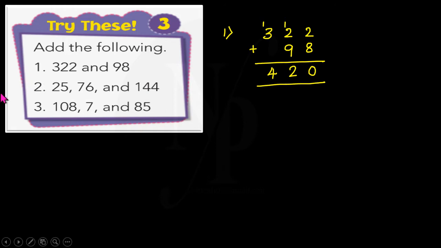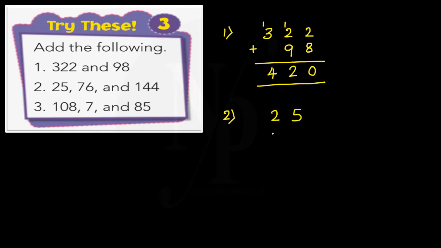So among these, the first 2 numbers are 2-digit numbers and the third number is a 3-digit number. Let us write down those numbers one below the other for addition. So question number 2, solution for question number 2. First number is 25. Let me write 25 here.